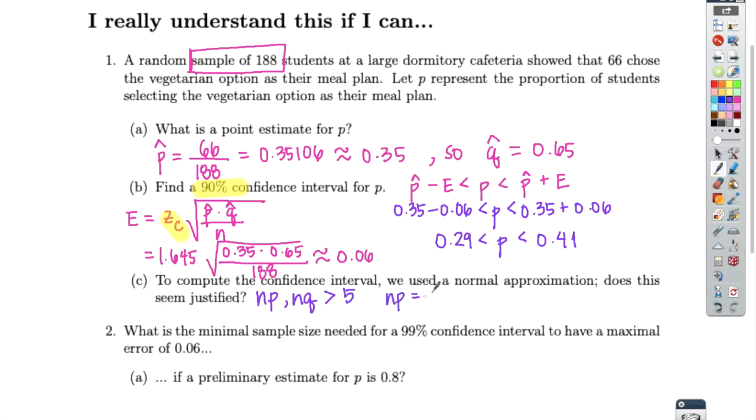NP is 188 times 0.35, which is 65.8. Definitely greater than 5, so that's good. And then NQ, 188 times 0.65, which is 122.2, which is also greater than 5. So definitely this does seem justified because NP and NQ are both greater than 5.